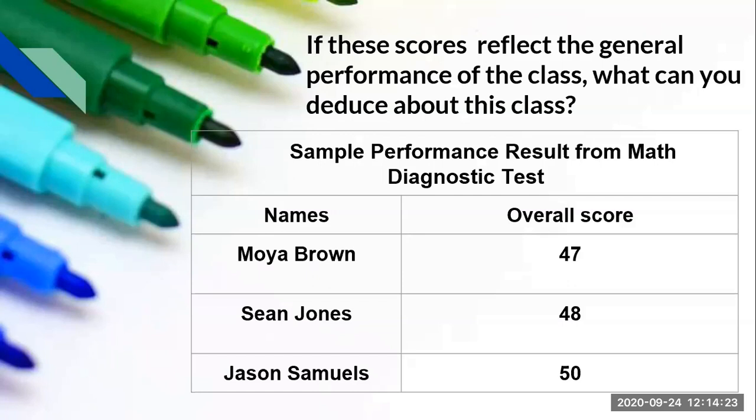Now, the question to you, principals and teachers, if these scores reflect the general performance of the class, what can you deduce about this class? You have the option of raising your hands, and then we'll unmute your mic for you to give a response, as well as you may reply in the chat. So these are the scores. What can you deduce? What conclusion can you draw from these scores? What intervention plan would you implement just by looking at these 3 students?